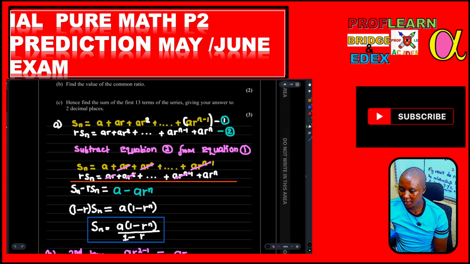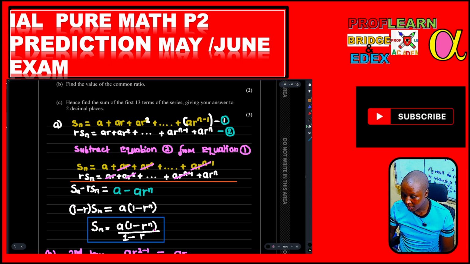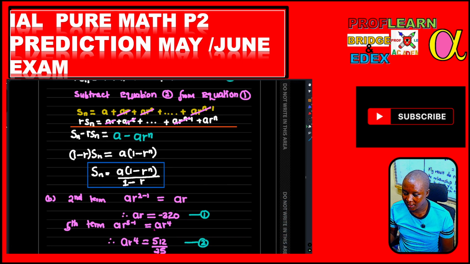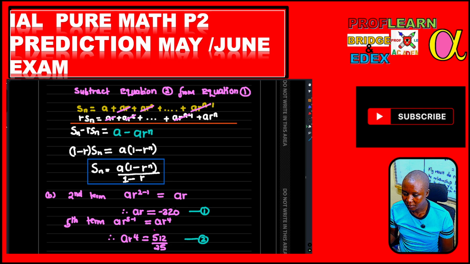Ar squared minus ar squared will cancel. Ar raised to power n minus 1 will cancel. And then we shall also have negative ar raised to power n. We can factor out Sn, and we are going to remain with 1 minus r, and we divide both sides so that we get our answer like that.